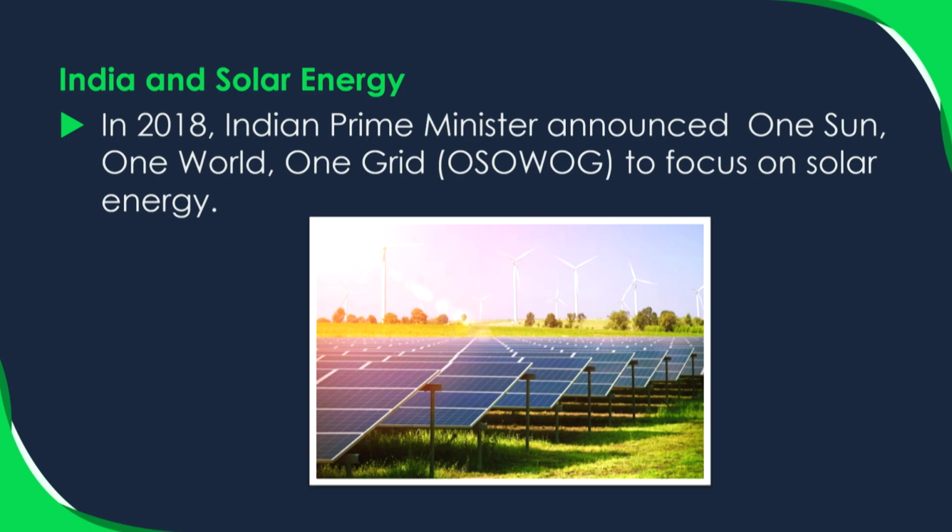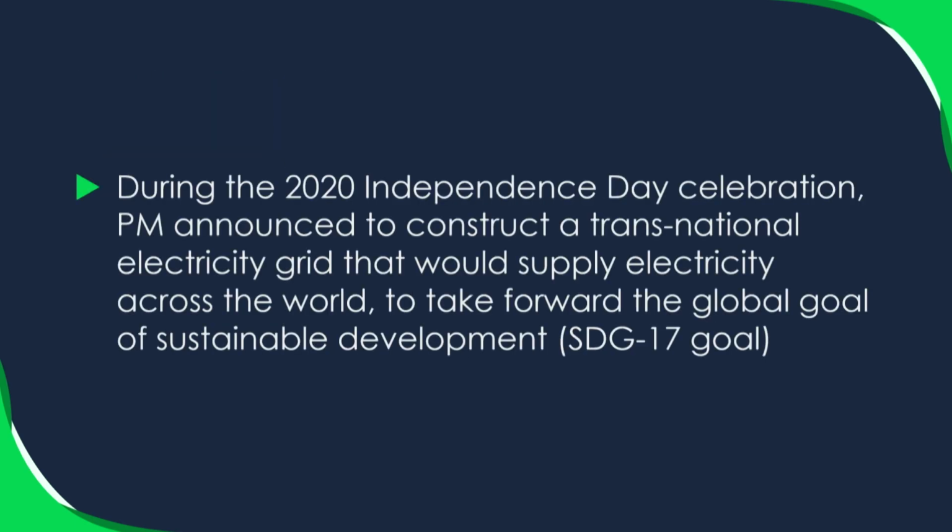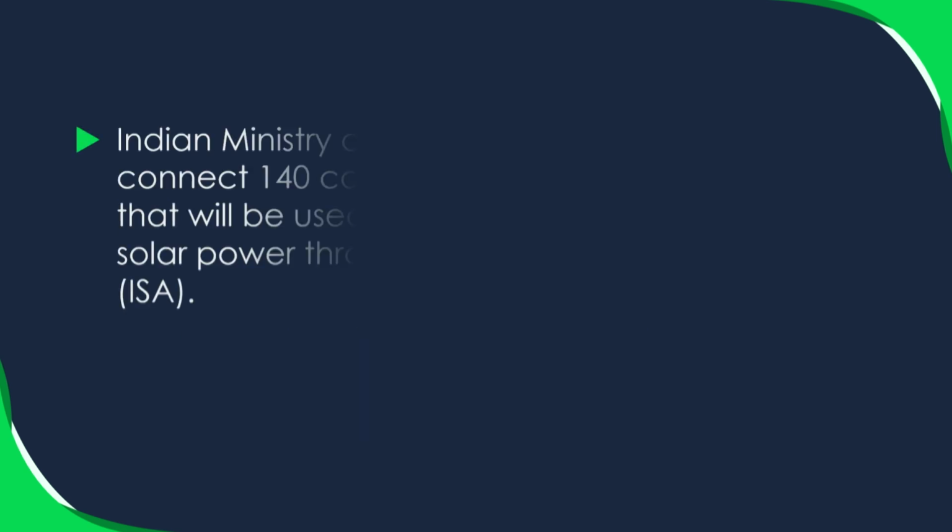India and solar energy. In 2018, the Indian Prime Minister announced One Sun, One World, One Grid to focus on solar energy. During the 2020 Independence Day celebration, the Prime Minister announced the construction of a transnational electricity grid that would supply electricity across the world to take forward the global goal of sustainable development.